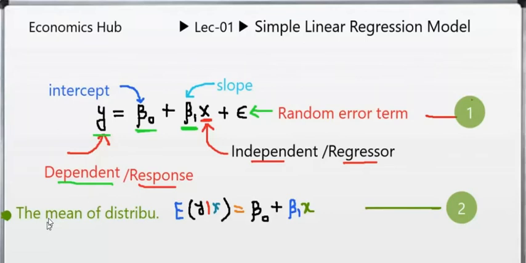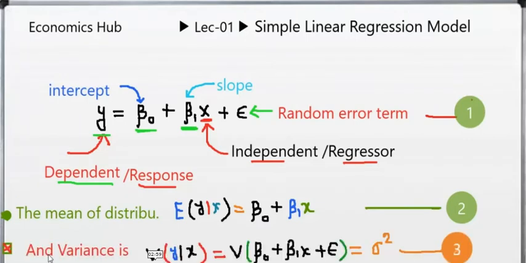Now we are interested in the probability distribution of y at each possible value of x, and the mean of the distribution is like this: the expected value of y given x is equal to beta 0 plus beta 1 x. Let's define this as equation number 2. And why is it very important? Because the mean of y is a linear function of x.